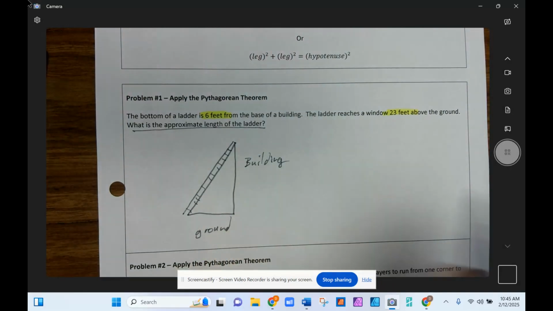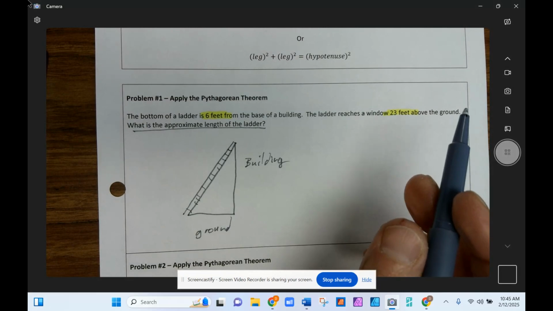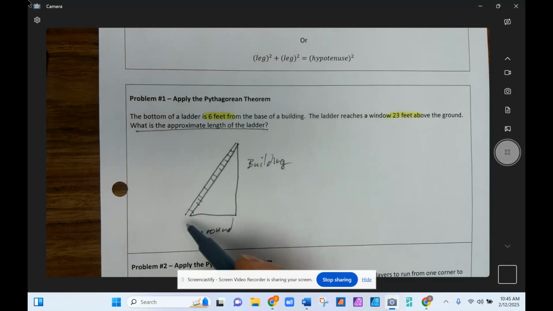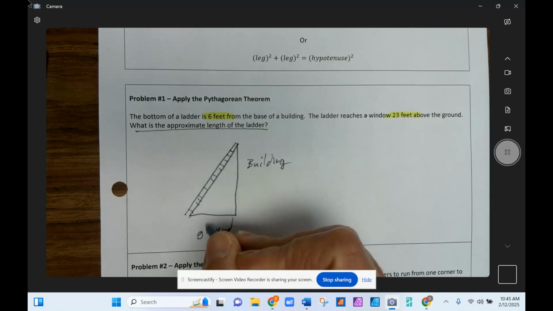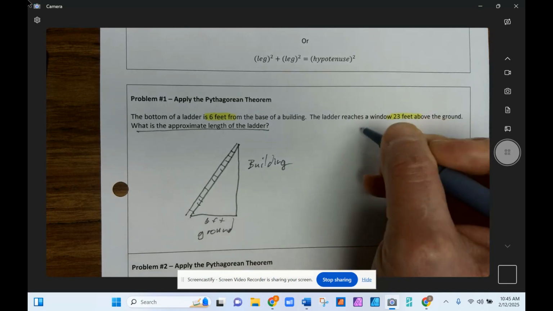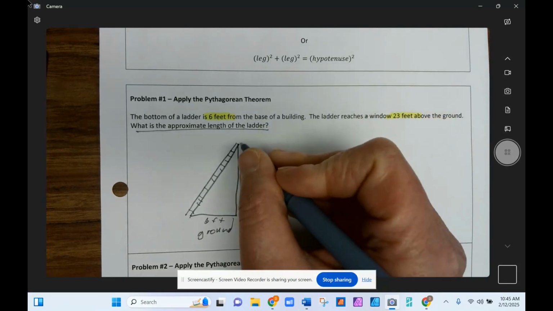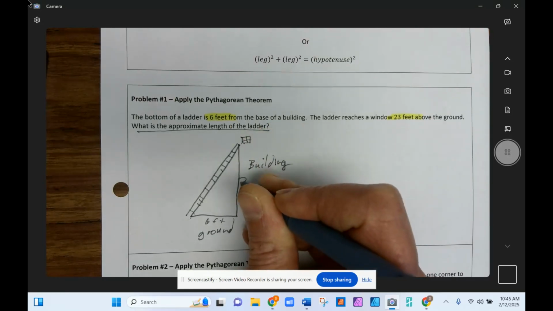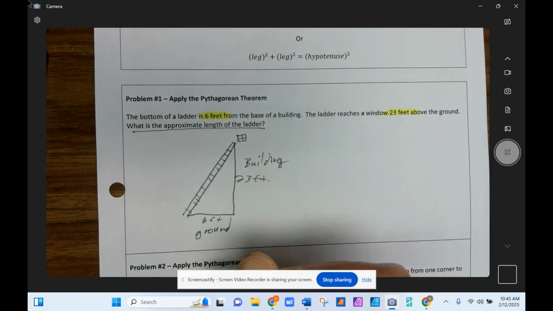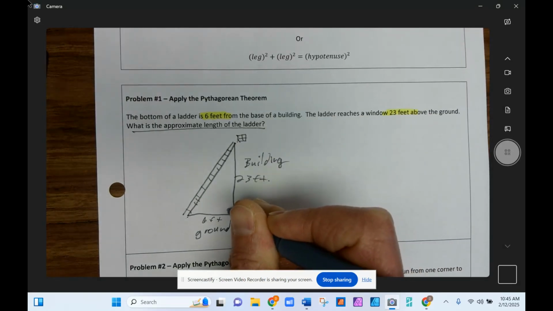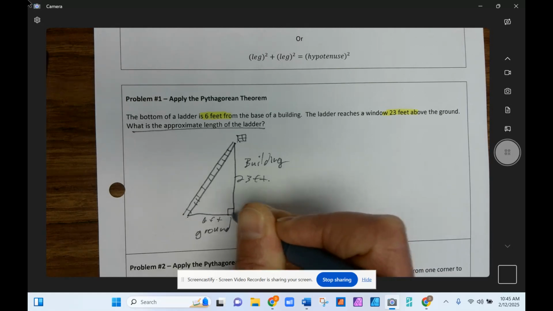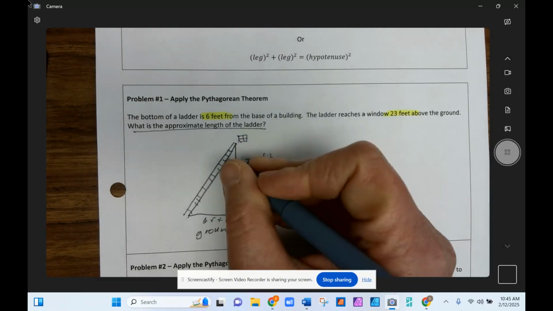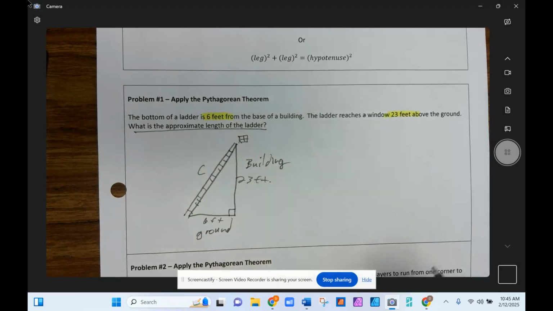And I'm just going to put the numbers to it, right? I've already got those highlighted. So the bottom of the ladder, so that'd be right here, is 6 feet from the base of the building. So 6 feet this way. Okay, and the ladder reaches a window 23 feet above the ground. So this is the window right there. Okay, so it's 23 feet this way. So basically, I'm trying to see if this is the right angle right here. I'm trying to find the length of the ladder. So this would be our value for c.